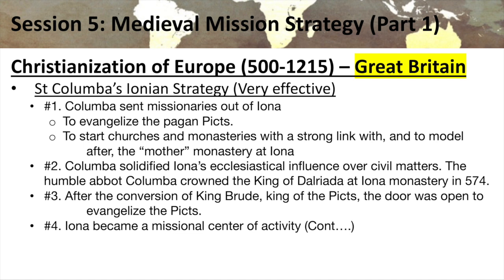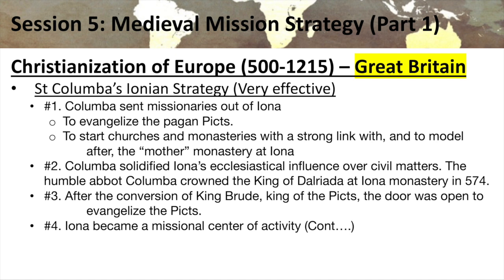So what they did was they left to evangelize the pagan Picts, who are in northern Scotland. It was the first people group that they would run into as they came over to the island of Britain, which in the north is Scotland. Their idea was to start churches and monasteries with a strong link to, and modeled after, the mother monastery back in Iona. The mother monastery would start a daughter monastery, and then the daughter monastery would launch out and create another daughter monastery. So you can see this network of monasteries scattering around. That was the first idea, to send out missionaries.